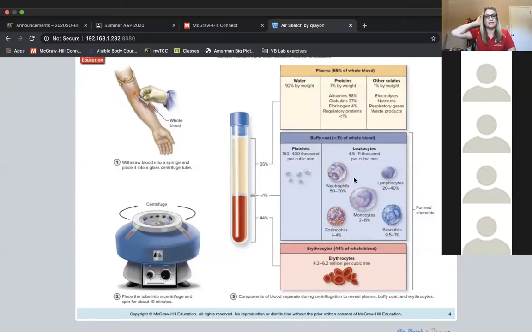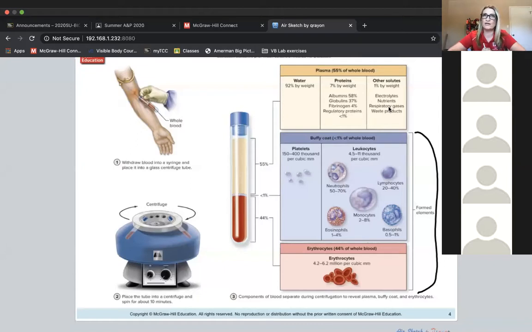Let's go ahead and talk about this blue box. It's funny when you look at this picture. The buffy coat is the smallest part of the whole blood, but it gets the biggest box. By the way, buffy coat and erythrocytes are formed elements, as you can see here, right? So we can split formed elements into the two parts, buffy coat and erythrocytes. Buffy coat contains platelets, and it also contains leukocytes.